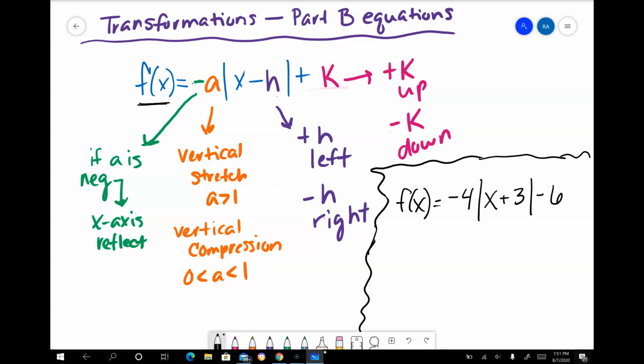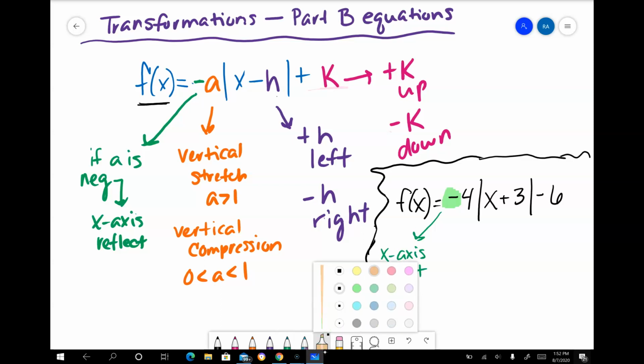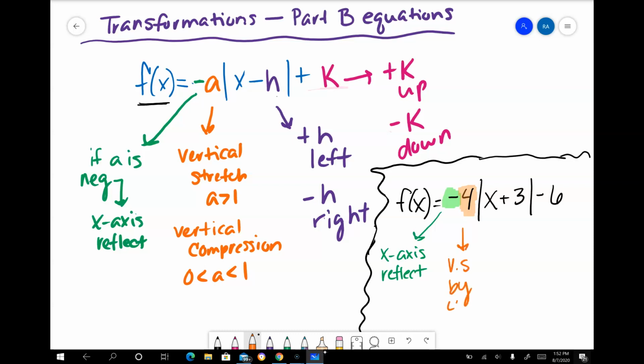Okay? All right, so let's see if you got it right. So first we look for that negative. Do I have a negative out front? Well, yes, I do have a negative out front. So that means that we have to write down x axis reflect. Okay? Next, is there a number besides 1 that goes with that negative? Well, yes, there is. There is a 4. Now, that 4 by itself is greater than 1, so that means we have a vertical stretch by 4.